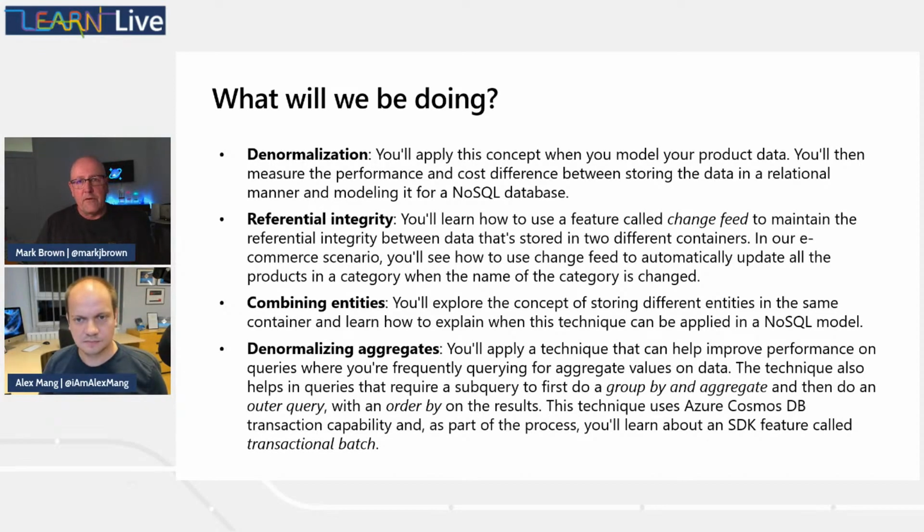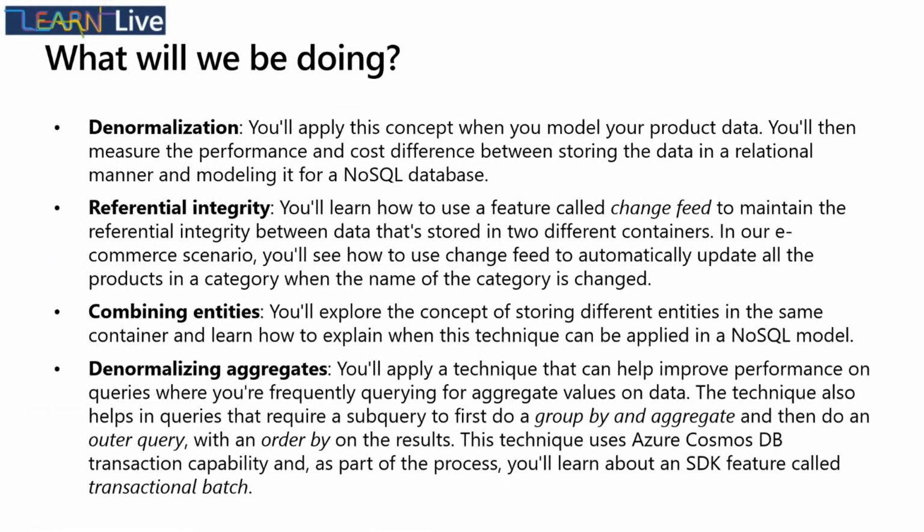We'll talk about referential integrity. This is actually a thing in a database like Cosmos and a NoSQL database, but we don't enforce it using the same technologies and the same techniques. So we'll talk about change feed and how you use change feed to maintain referential integrity. We've got some master data and also a product container that will show how we maintain that referential integrity between 2 different collections within a Cosmos DB database.